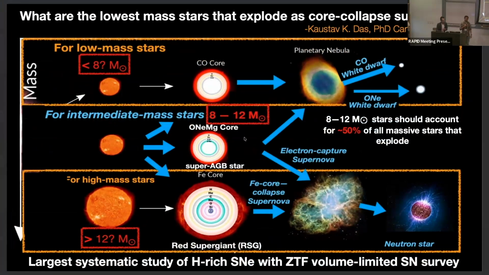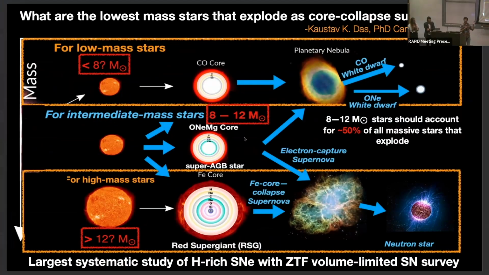Hi, I'm Kaustav. I'm a final year PhD student here at Caltech. So we know that the fate of a star is primarily decided by its stellar mass. Stars that are, say, less than around 8 solar masses fuse up to carbon and oxygen and end their lives as white dwarfs. Stars above around 12 solar masses fuse up to iron and end their lives as core collapse supernovae. However, the boundary between white dwarf formation and neutron star formation is not very clear. The fate of stars in this intermediate mass range is very uncertain.